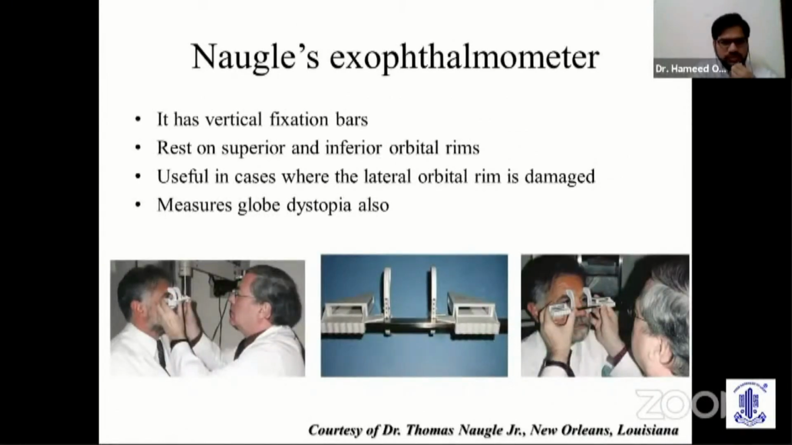Then you have Nobel's exophthalmometer. It is slightly different from Hertel's exophthalmometer. It rests on the superior as well as inferior orbital rims. It doesn't require lateral orbital rims, so it can be used in cases where there is fracture of the lateral wall of the orbit, and it also measures globe dystopia along with axial proptosis.